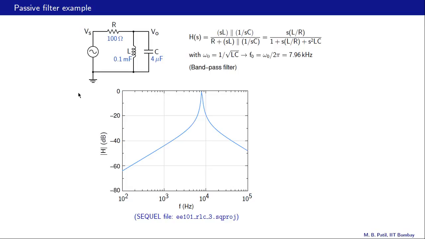Here is another passive filter example, and it uses an inductor now. The transfer function is derived here. Essentially VO is obtained by voltage division. These two are in parallel, so SL is the impedance of the inductor, 1 over SC is the impedance of the capacitor, those two in parallel, divided by R plus that parallel combination. And when we simplify things, we get this expression here.